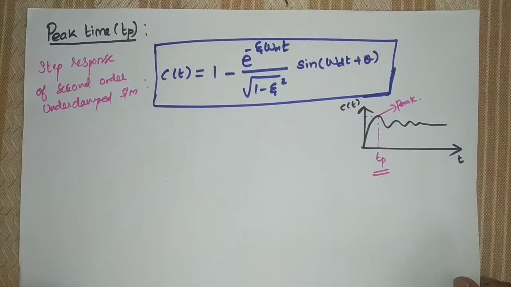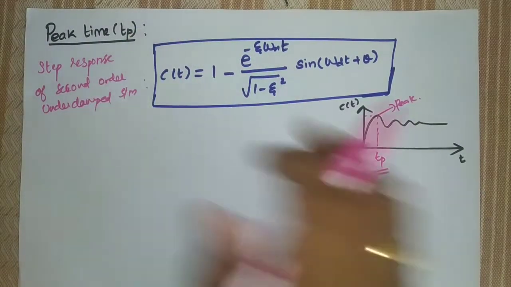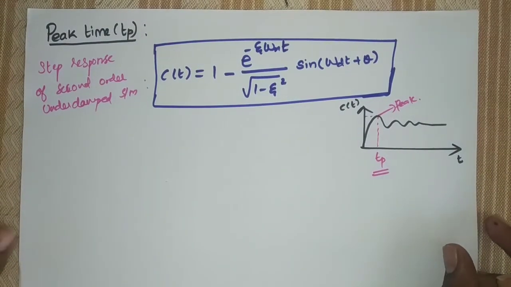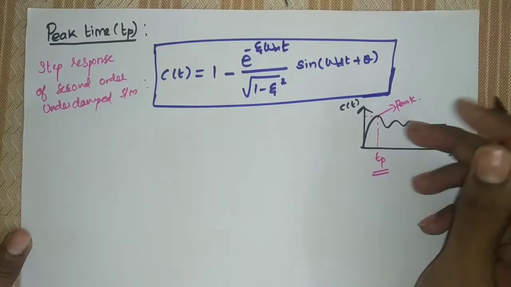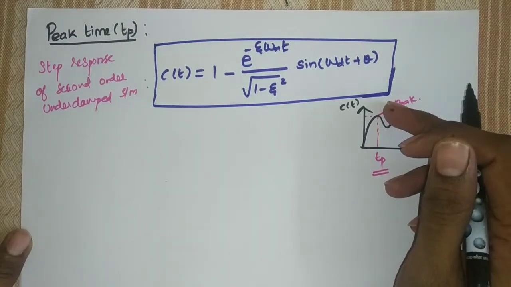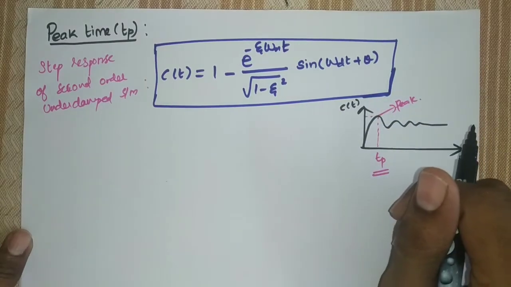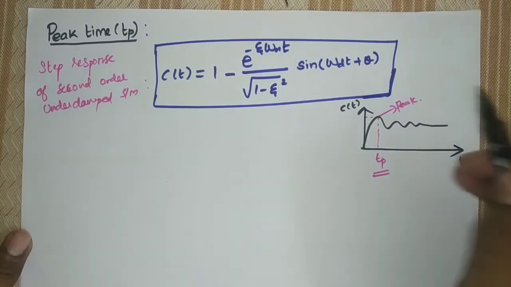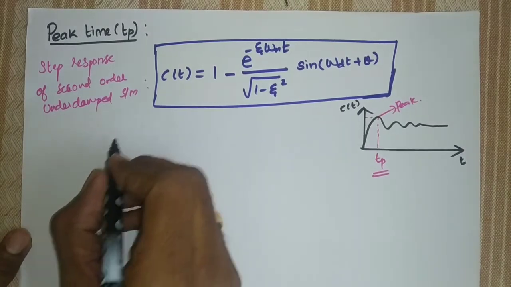We are going to derive the formula for peak time here. For any curve, if you want to find the maximum value, you need to differentiate the term and equate it with zero. This will give the peak value of that particular curve. So this is what we are going to do.